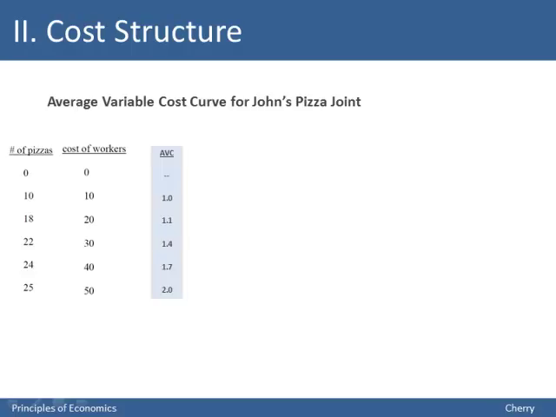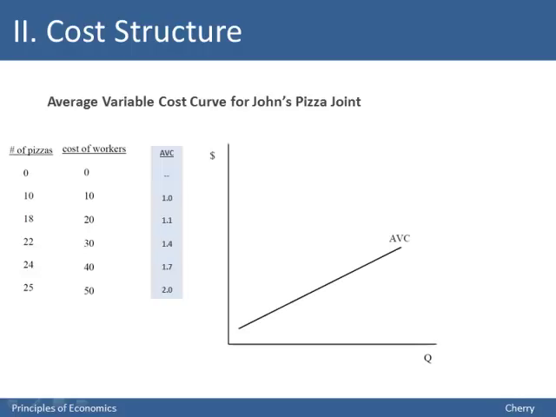So if the cost of workers is 10 and your output's 10, then your average variable cost is 1 unit per pizza. If your cost is 20 and your output's 18, it's 1.1, and so forth all the way down. And what you see is the average variable cost increases as you increase production. This relates back to the fact that there's diminishing marginal product. Right? The average variable cost will go up as you increase production level. So what does this look like? A continuous increase as you increase production level.